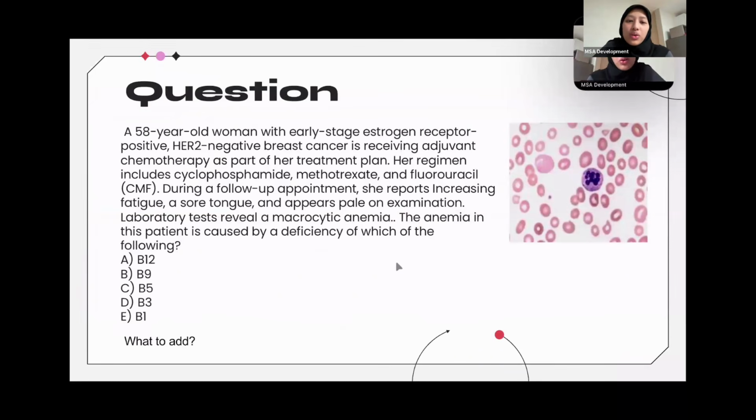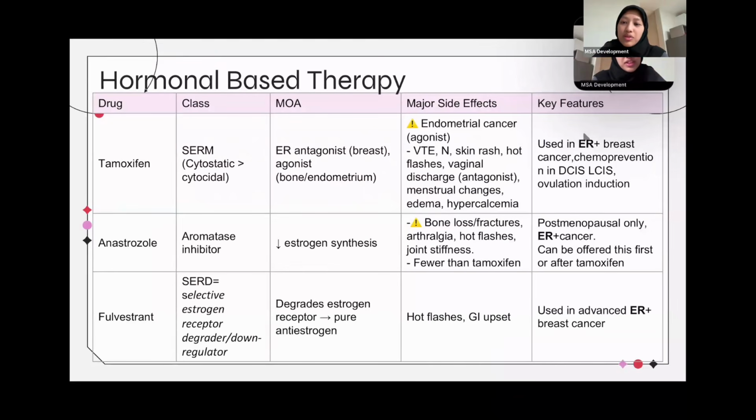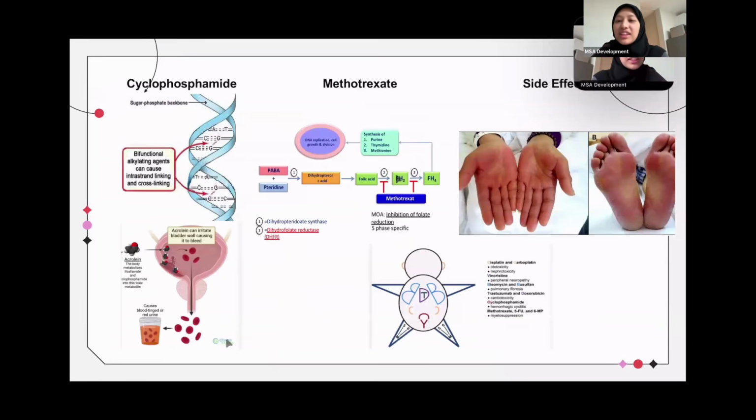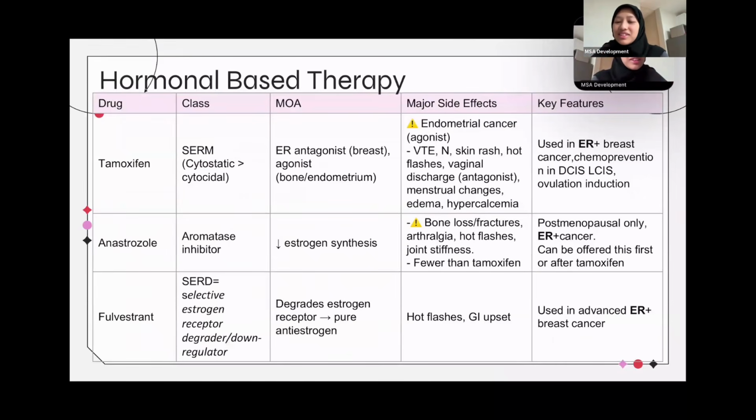A 58-year-old came with HER2 negative, receptor positive cancer. HR positive or ER positive, I mean estrogen receptor positive. If it's PR positive, it's progesterone receptor. If it's HR positive, hormone receptor, it means both estrogen and progesterone. Here it's ER because it's only for estrogen, and that's why we use estrogen related drugs.